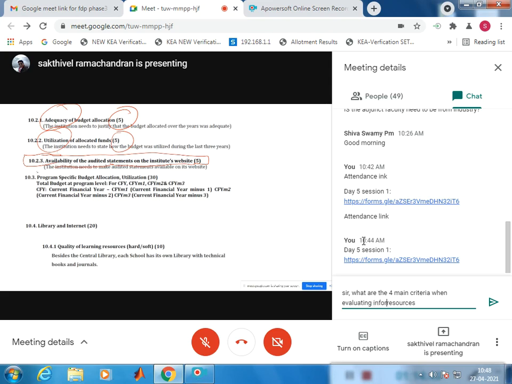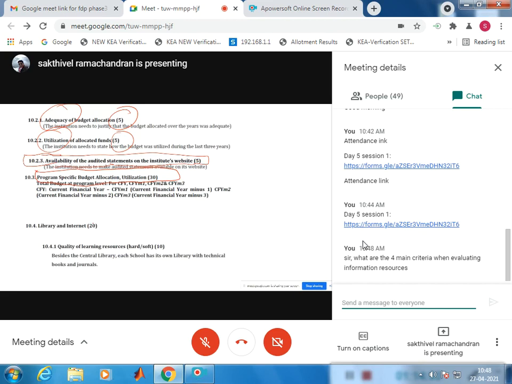Then with respect to programs, specific budget allocation and utilization carry 30. And libraries and the internet facility carry 20 marks. Then the quality of learning resources is 10. By quality, we mean the central library. The library needs to be maintained as a central resource. And another one is that each school should have its own library with all the technical books and journals pertaining to that particular school or program.